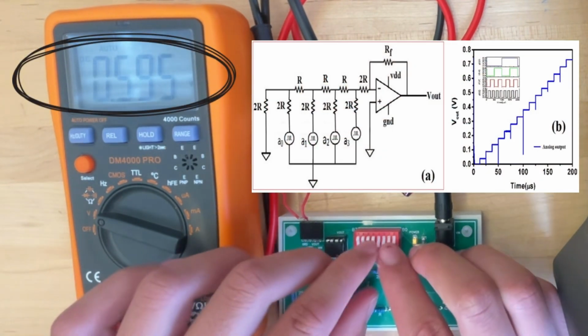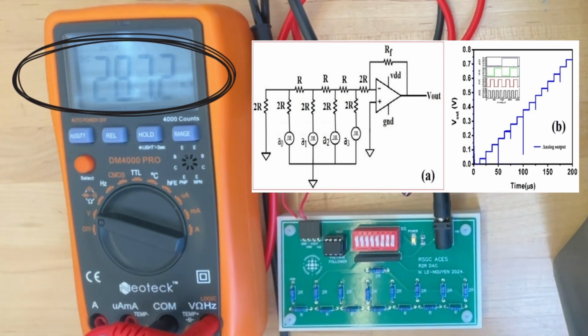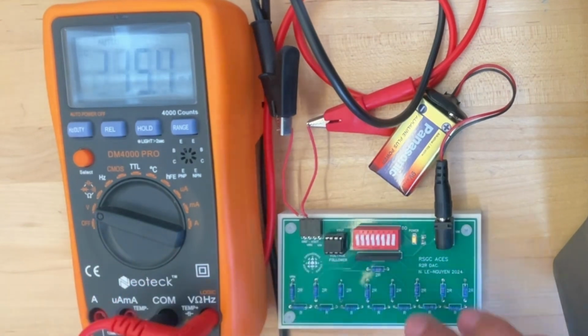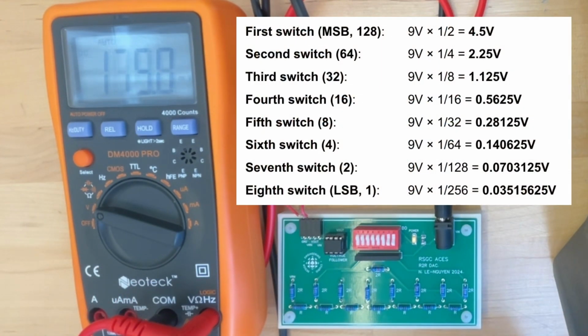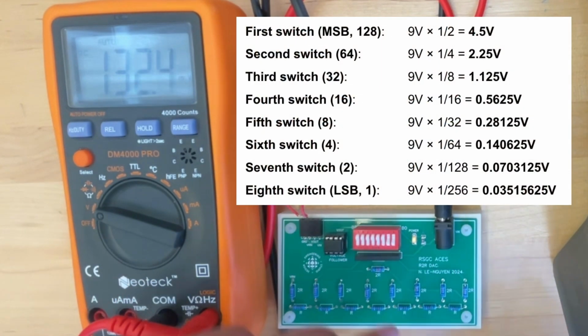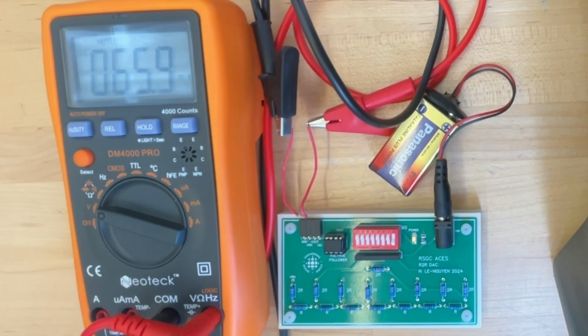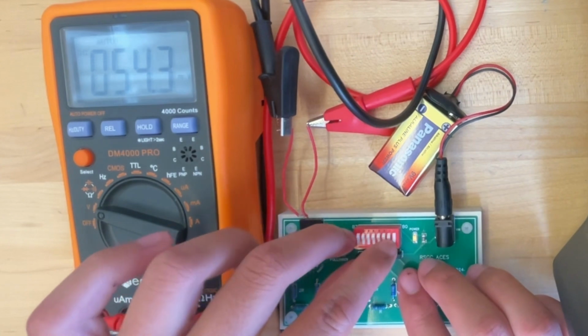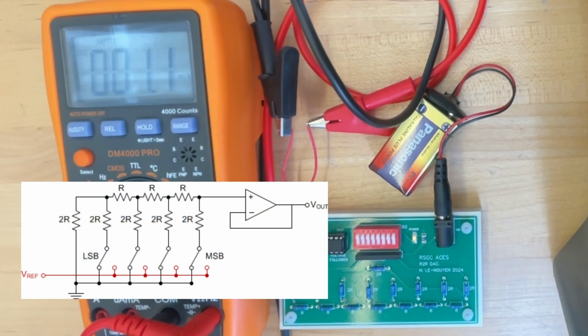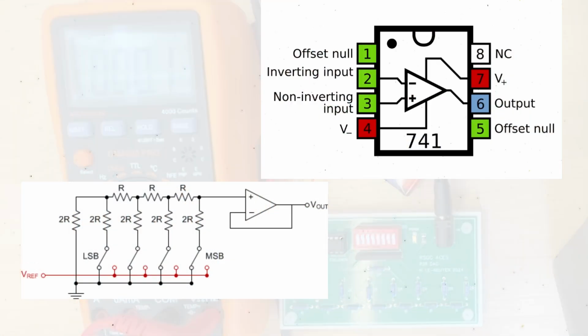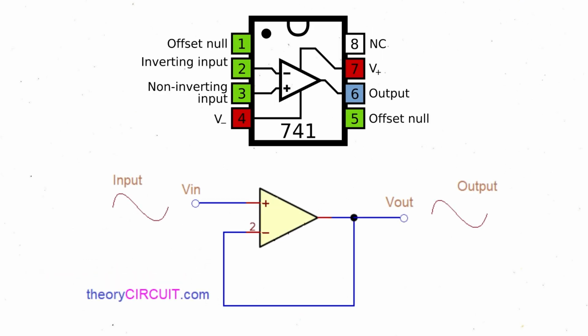A DMM can be used to measure these changes in real time as shown here, showing how the output responds to the binary input. The voltage follows the binary sequence, with each added bit halving the previous voltage, creating the characteristic stair-step pattern of the DAC. This precise voltage division is made possible by the resistor ladder and the op-amp, which ensures the output voltage remains accurate and stable. The op-amp acts as a voltage follower, maintaining the voltage level while providing enough current to drive external devices without signal distortion.